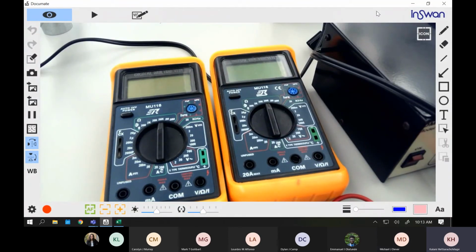So now let's take a look at what we have on the table. You have two multimeters. We're going to use those two to measure the current and the voltage. That's why I have two of them, right? And then I have the power supply here. This is called the power supply, right? And then I have a couple of wires here.